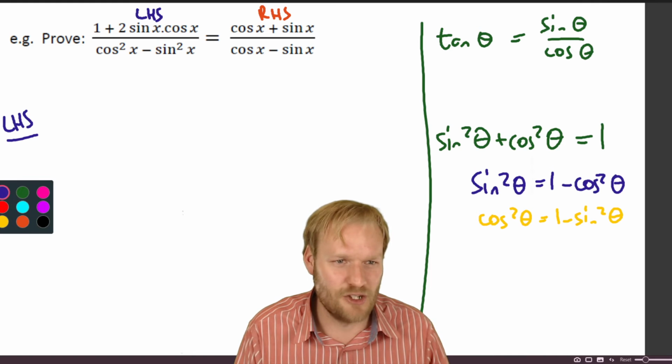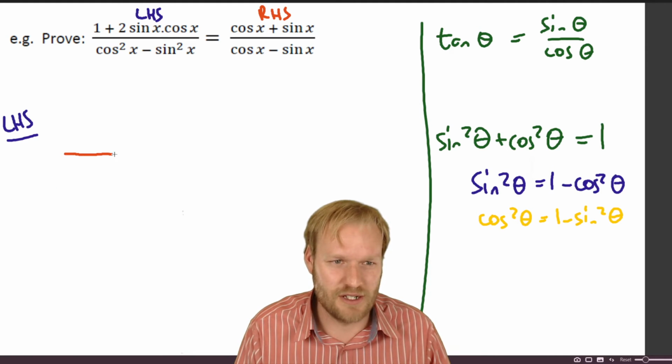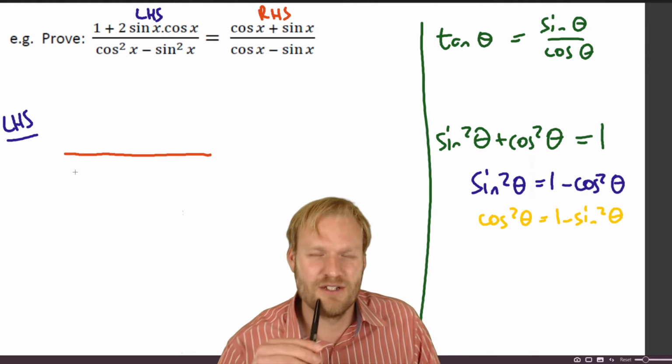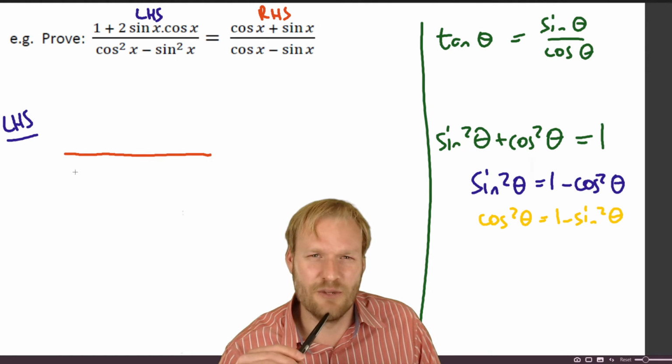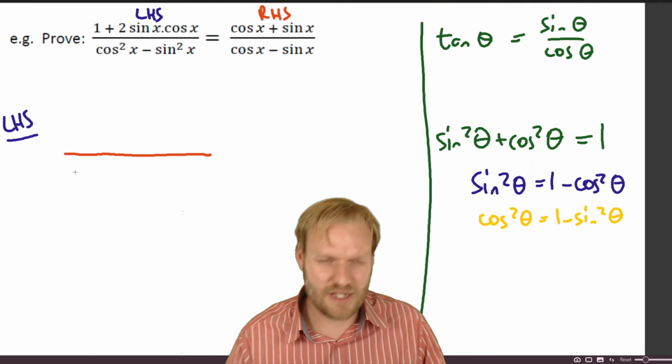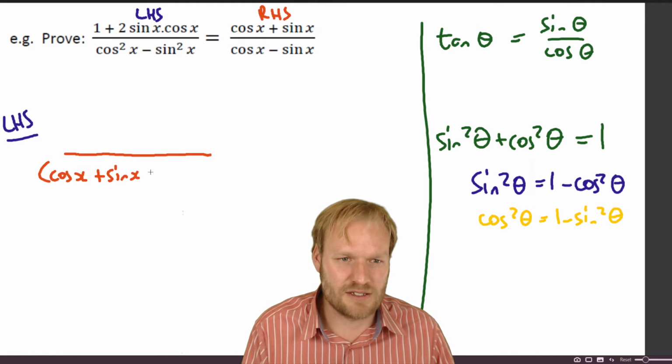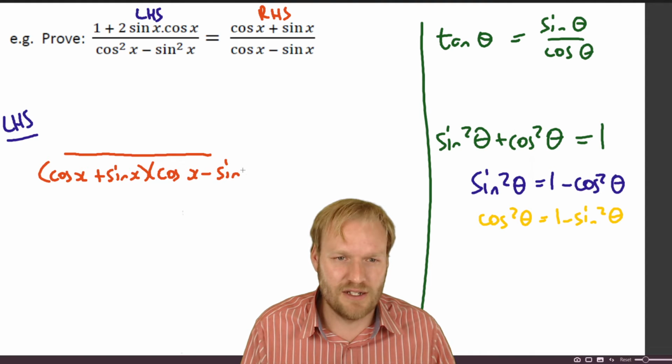Let's take our denominator to start with. So we've got our denominator. Looks like it wants to be factorized. How could we factorize the denominator? Well, looks like a difference of two squares, doesn't it? So it looks like we've got cos x plus sine x, cos x minus sine x.